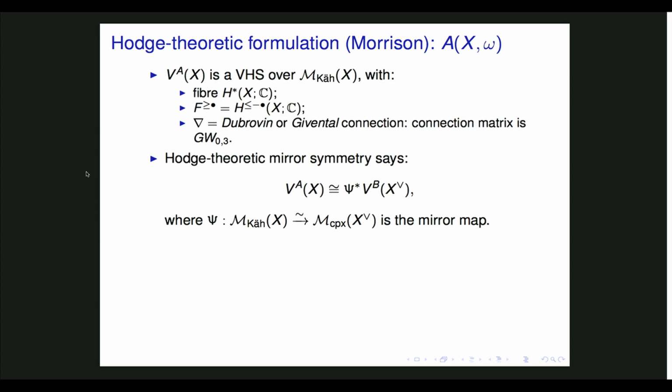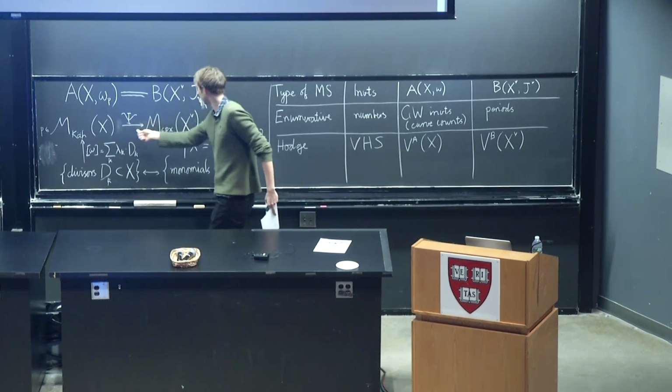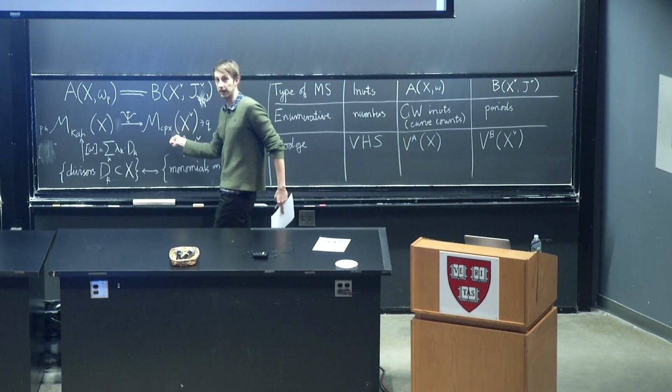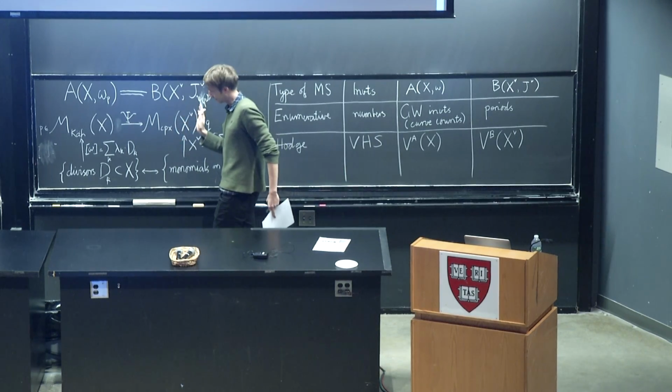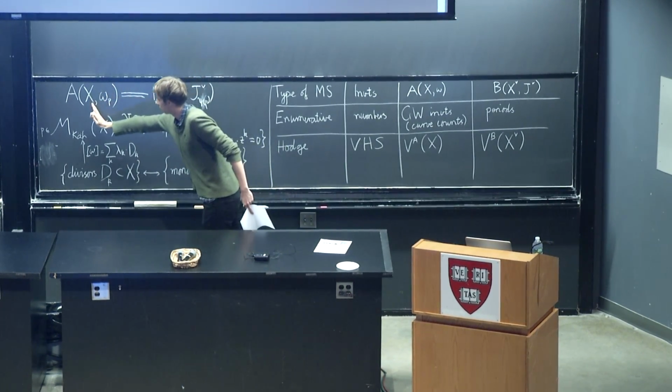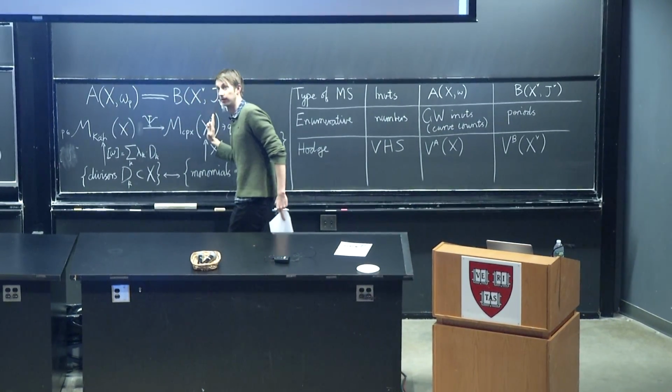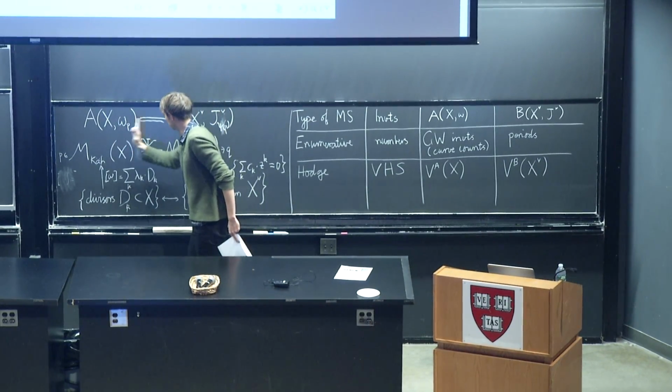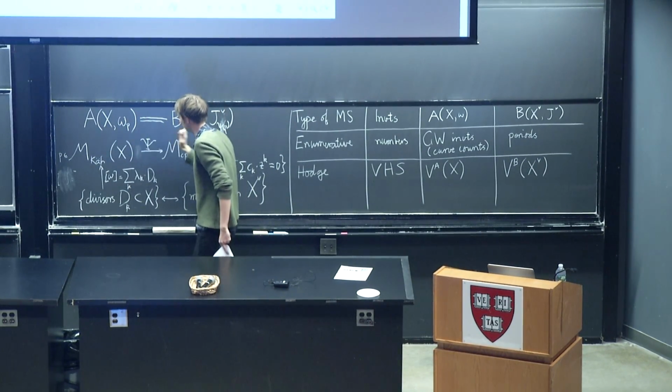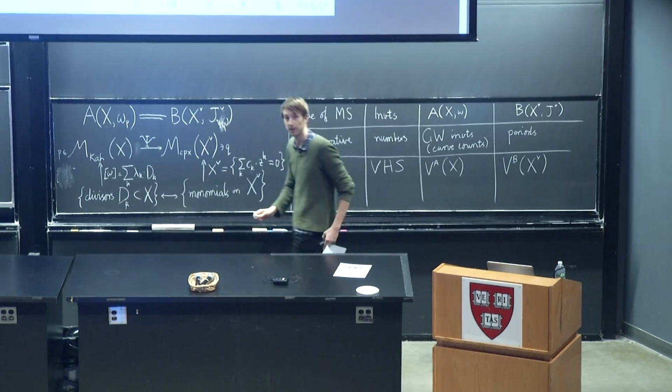So Hodge theoretic mirror symmetry says, well, we've got this identification psi between the Kähler moduli space of X and the complex moduli space of X check, and it says that the variations of Hodge structures living over these spaces should be isomorphic. There should be an isomorphism covering this identification psi.